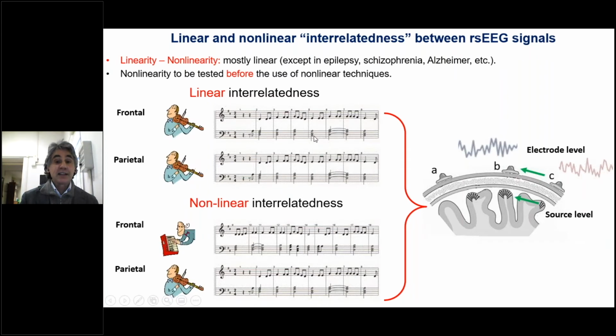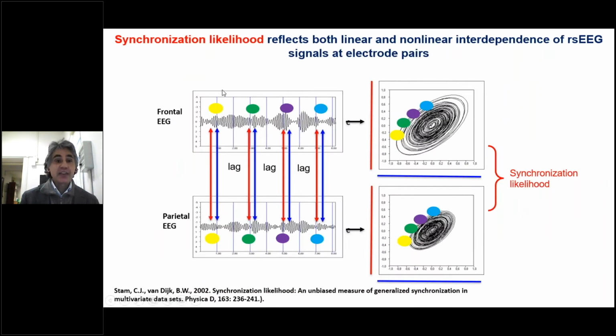Of course, it's important to take into account both linear and non-linear interrelatedness when you study EEG source connectivity. On the right side of the picture, you can see an example of analysis at the sensor level and an example of analysis at the source level. In this slide, you see an example of the synchronization likelihood technique introduced by Professor Stam, able to capture both linear and non-linear interrelatedness of EEG signals at electrode pairs.